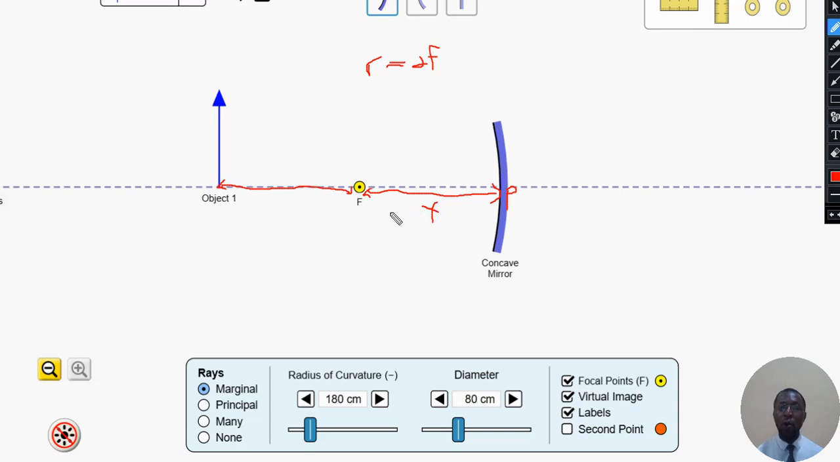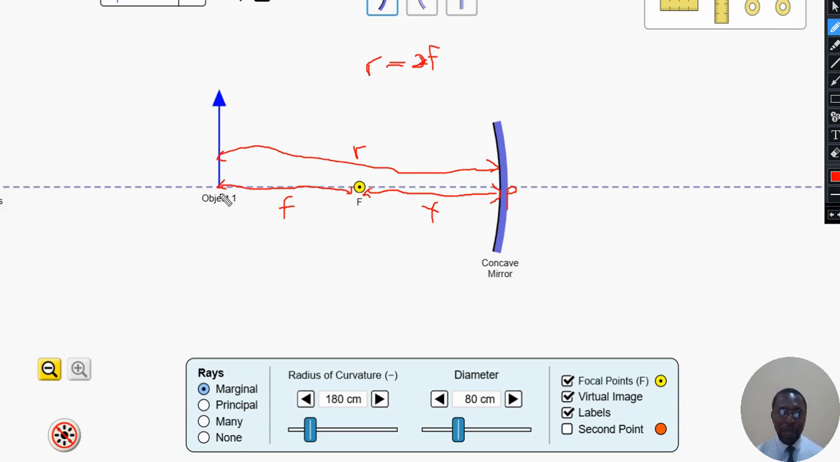Okay, now if we have from here to here 2f being equal length, and we say from where the object is down to where the mirror is our r, we can then say that our r is equal to 2f, 2 focal length, and this 2f is synonymous to radius of curvature.